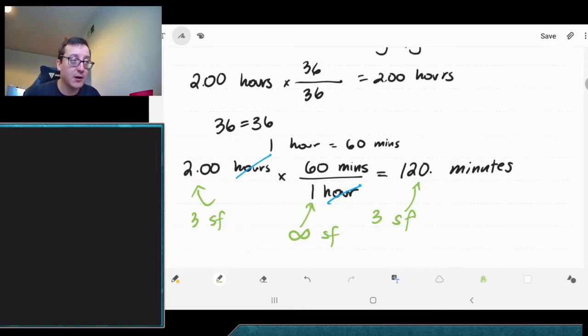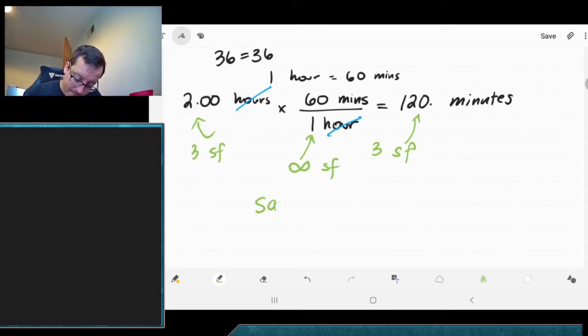Take a look at your starting number. It had 3 sig figs. Take a look at your ending number. Make sure it has the same number of sig figs. So that's the idea here. So let's take a look at that example of going from the year into seconds.